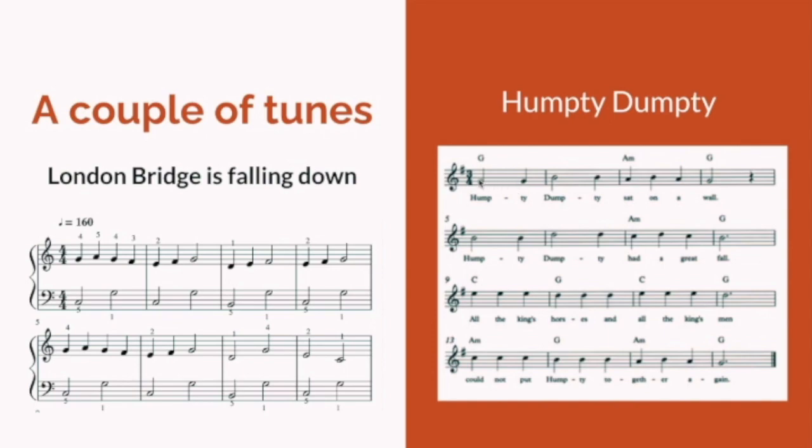What is different this time is that we have a 3 at the top there. So that means this time there are 3 beats to the bar. So in every bar we count 3. So we go 1, 2, 3, 1, 2, 3, 1, 2, 3, 1, 2, 3, and so on.